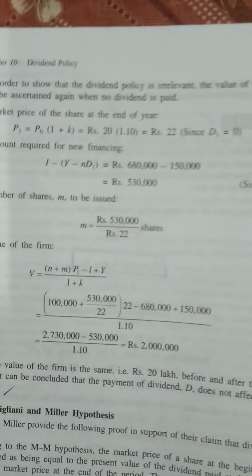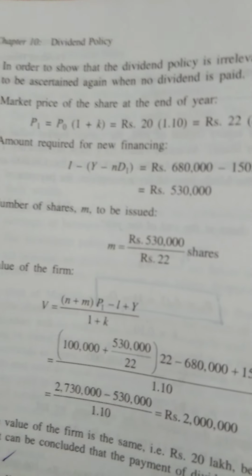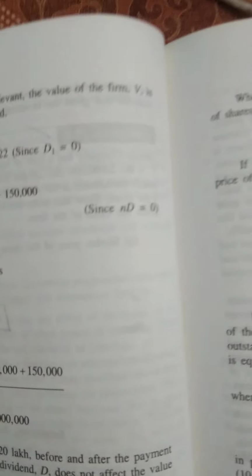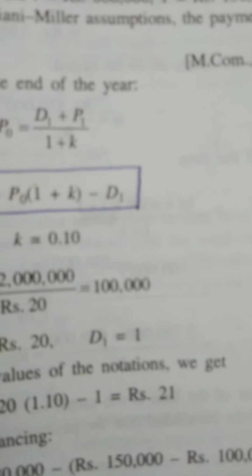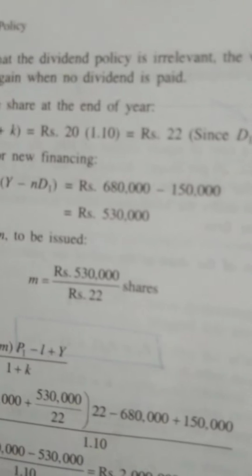Now, in the next case, P1 equals P0 into (1 plus K), equals to how much? P0 is how much? 20 into 1 plus K, 1.10. Look at here, what was the formula? Minus D1, but here we are considering D1 is 0. Why? As we are assuming that no dividend will be paid. Ultimately the formula came out as P1 equal to P0 (1 plus K), equal to rupees 20 into 1.10. Okay, ultimately it came out as 22.